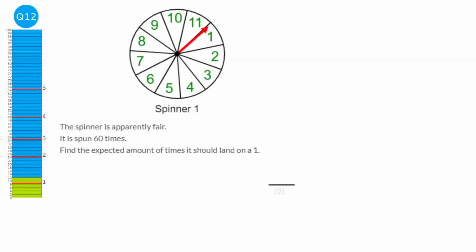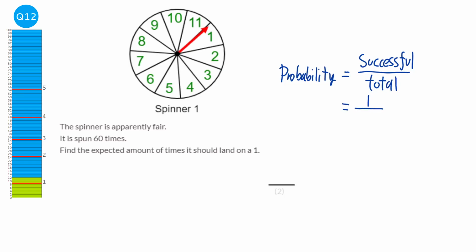So to find the probability, we're going to do the successful outcomes divided by the total number of outcomes. So looking at this question, it says number of times it should land on a 1, so that would be 1 over the total amount, which is 11. So the chance of us getting a 1 is 1 over 11.